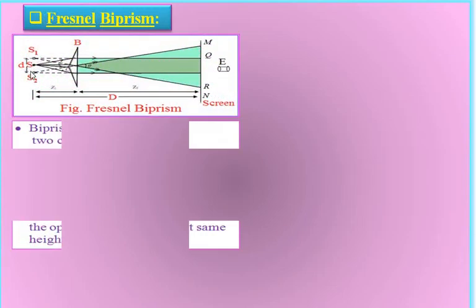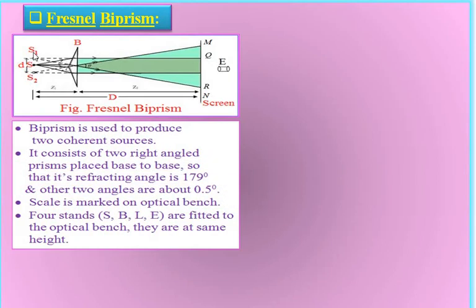Let us see the ray diagram for the biprism. It consists of the two sources S1 and S2, separated by the distance small d from each other, and capital D is the distance between the source and the screen. We observe the interference pattern on the screen by using the eyepiece.